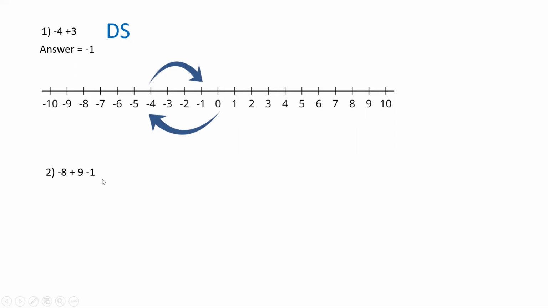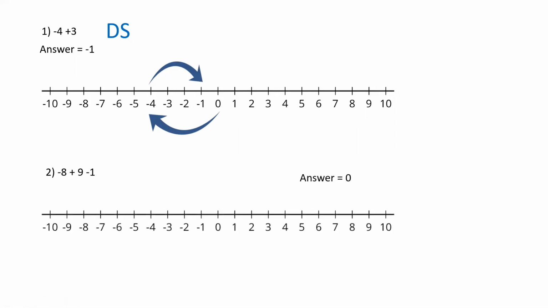Minus 8 plus 9 is 1. The answer is 0. Let us try it out in the other method. So minus 8 plus 9. I will just move 9 steps towards the right and I'm going to subtract 1. So the answer is 0.